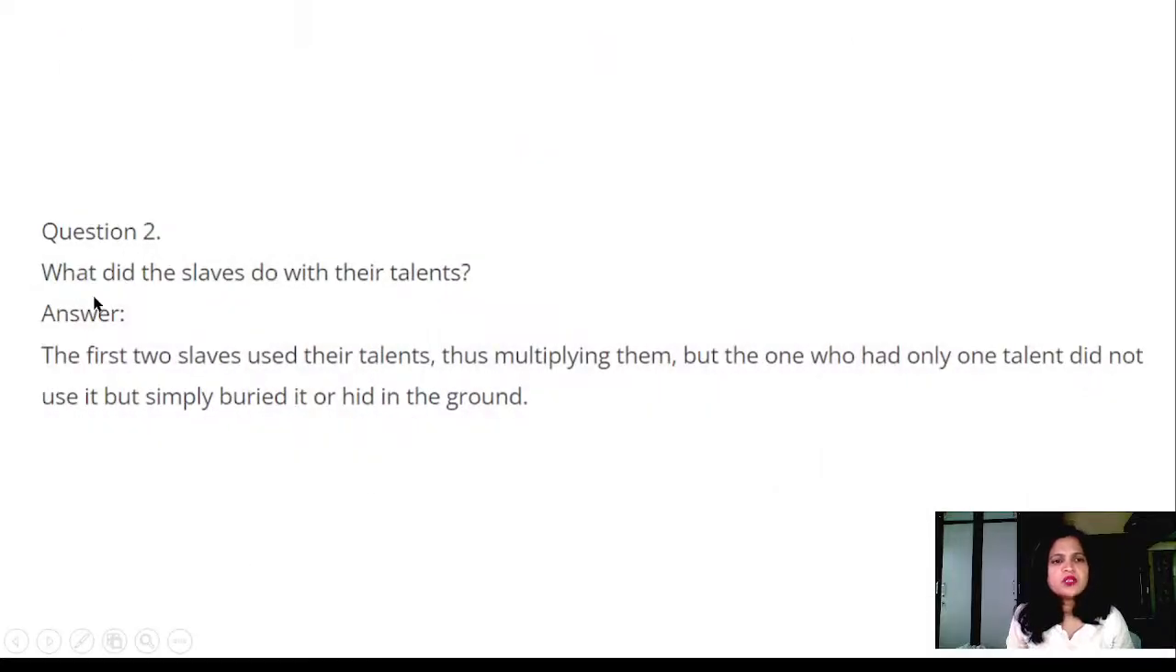Question 2. What did the slaves do with their talents? Answer. The first 2 slaves used their talents, thus multiplying them. But the one who had only 1 talent did not use it but simply buried it and hid it in the ground.